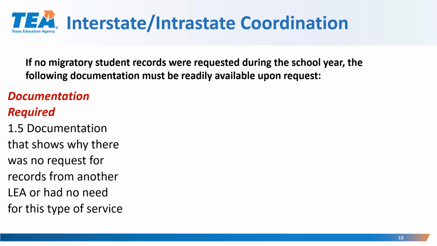If no migratory student records were requested during the school year, the following documentation must be readily available upon request. Documentation required for 1.5: documentation that shows why there was no request for records from another LEA or state, or there was no need for this type of service.